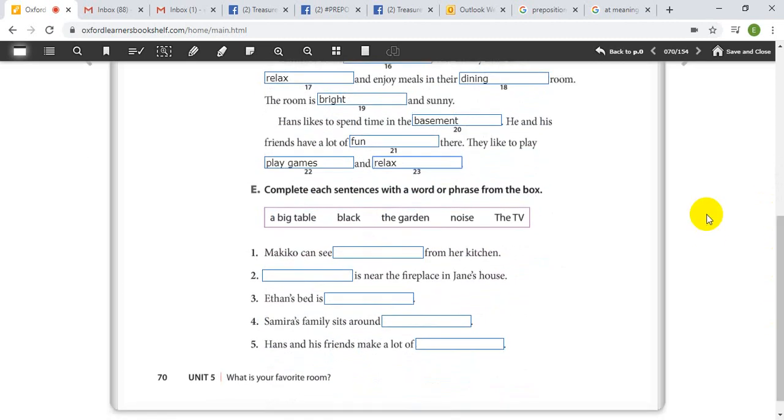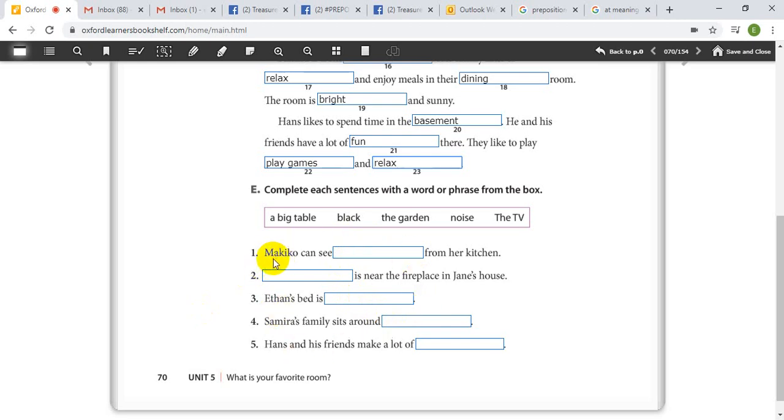Alright, activity E, page 70. You have to complete each sentence with a word or phrase from the box. So here they have words and phrases in the box. You have to complete each sentence choosing the correct word or phrase to fill in the gap. So this you're going to take about 3 minutes. 3 minutes are fine, and you have to fill in the gap.